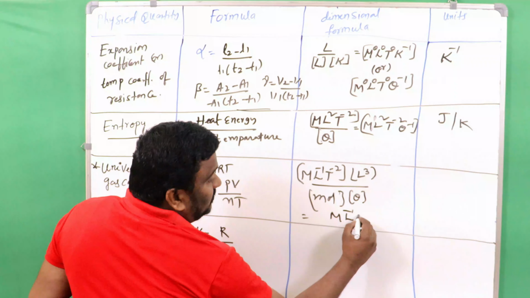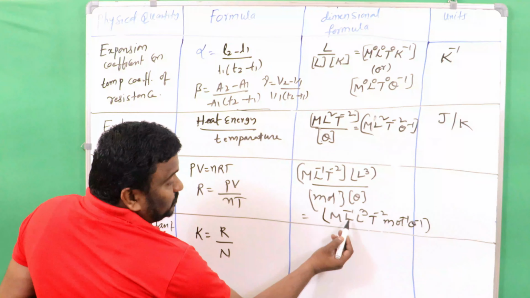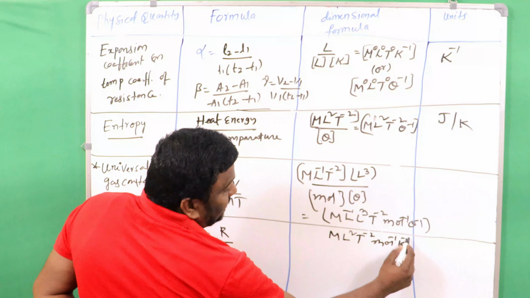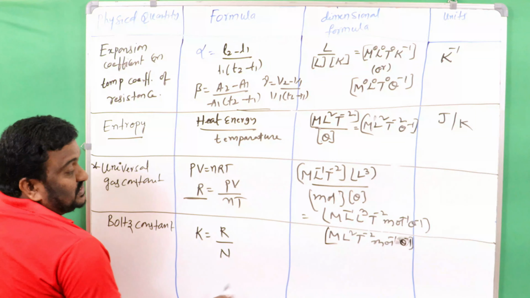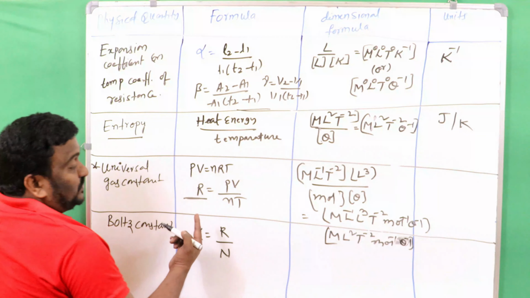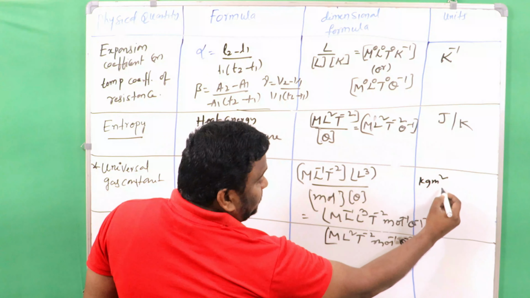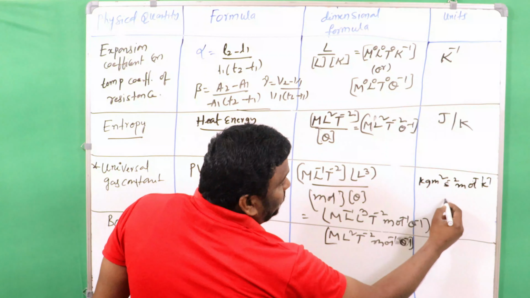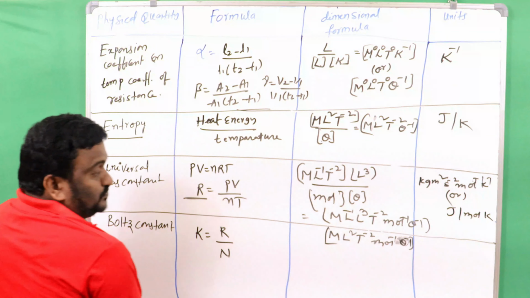Then we write here M L inverse 1 L cube T inverse 2 mole inverse 1 and theta inverse. So L inverse 1 times L cube. Then what you get here is M L square T inverse 2 mole inverse 1 theta inverse 1. Clear? This is the dimension formula of universal gas constant. As usual, the unit of that is kg meter square second inverse 2 mole inverse Kelvin inverse, or simply joule per mole Kelvin. Clear?